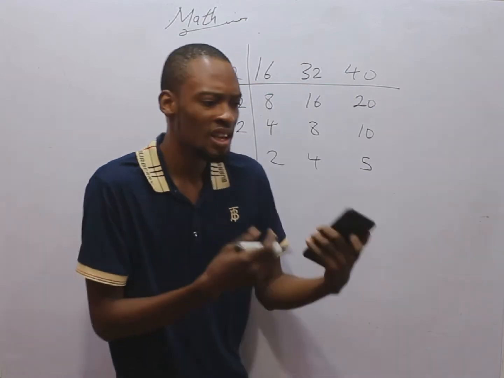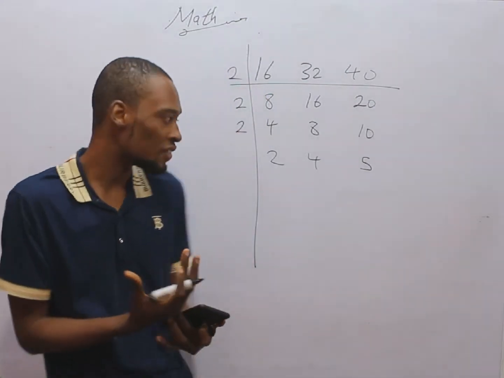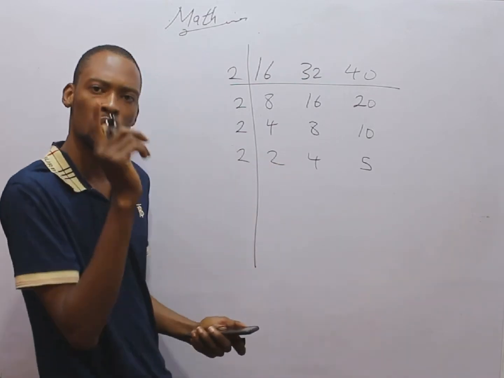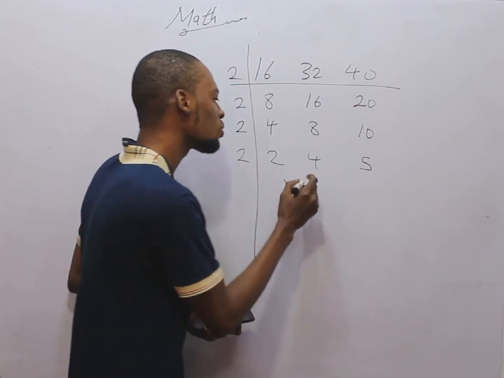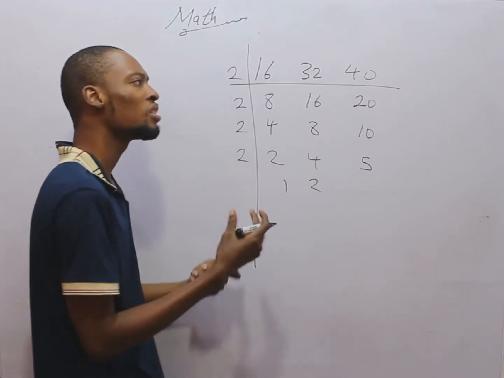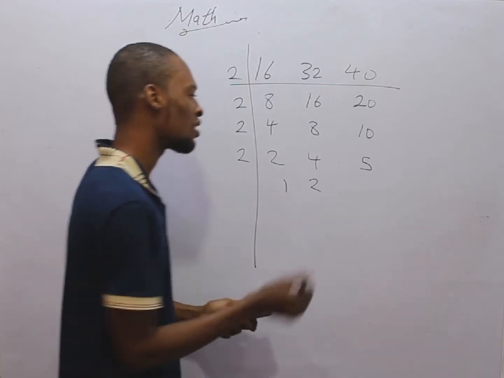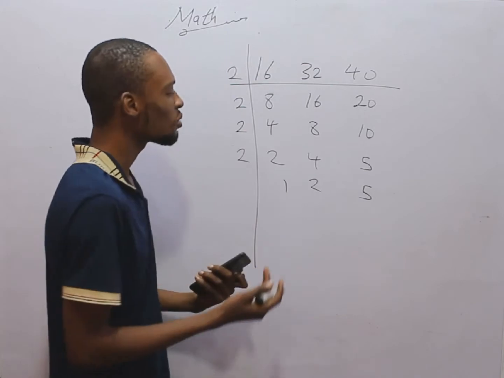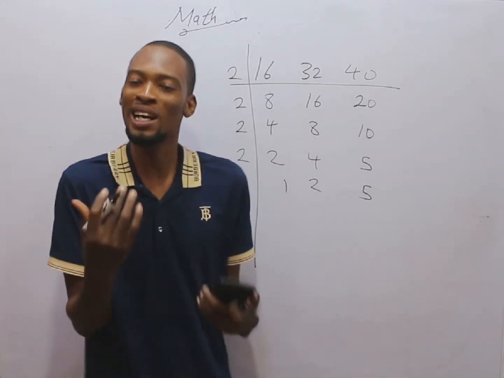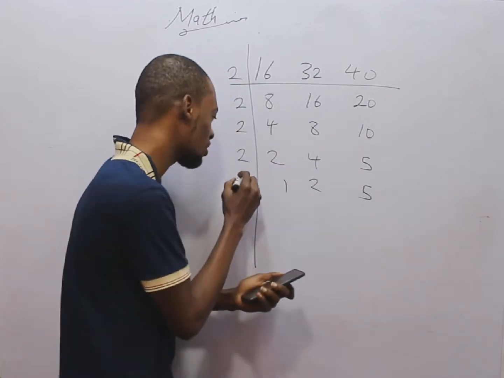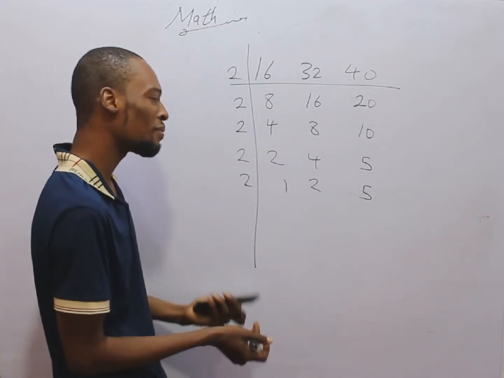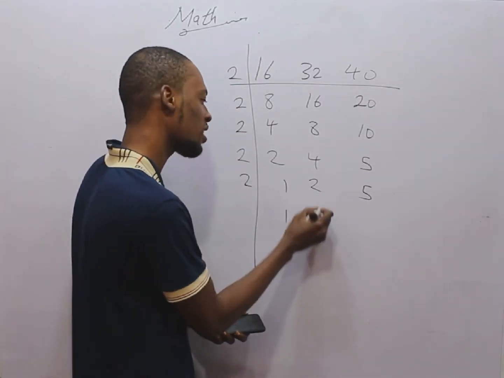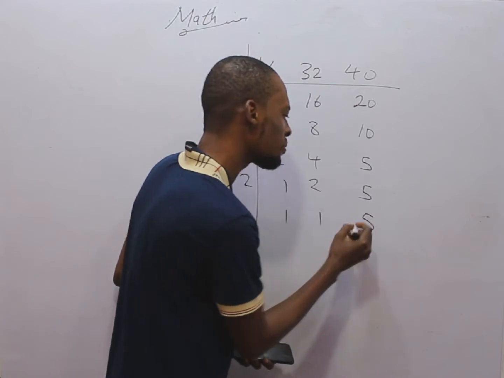You ask yourself, can 2 go into at least one of them? Yes. 2 divided by 2, 1. 4 divided by 2, 2. 5 divided by 2, there will be a decimal point, not a whole number. Just keep the 5 like that. We don't need decimal points. Again, can 2 go into at least one of them? Yes. 1 divided by 2 gives a decimal point, so it's not necessary. 1 remains. 2 divided by 2, 1. 5 divided by 2, 5 remains.